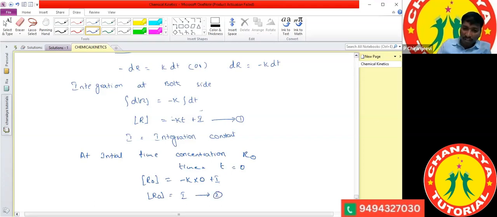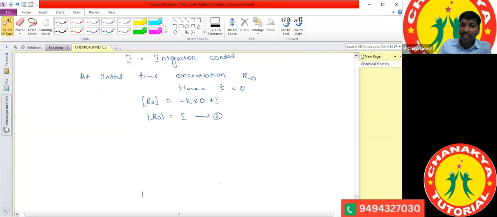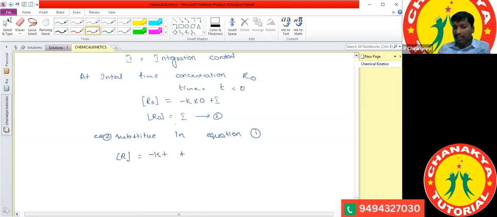If we substitute the second equation, that means the I value, in the first equation, let us see. R is equal to minus kt plus, in place of I, we write R naught. After substituting this value.